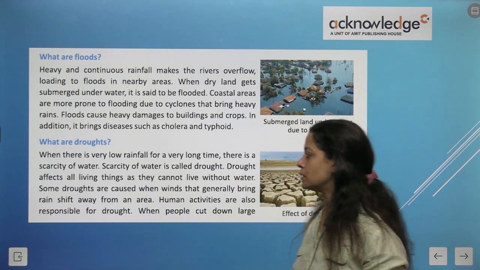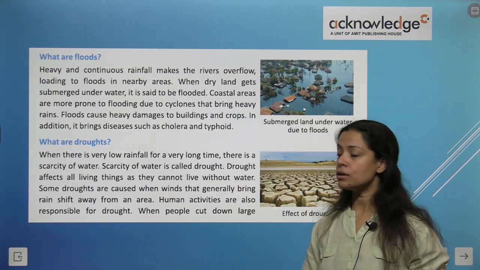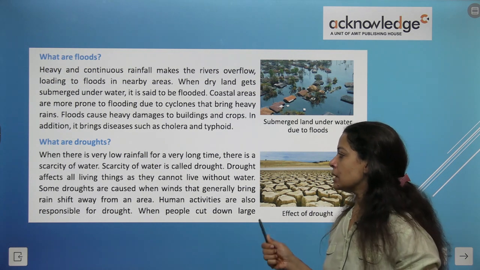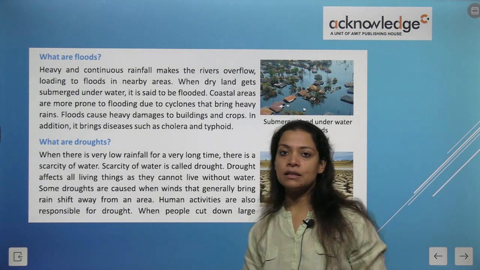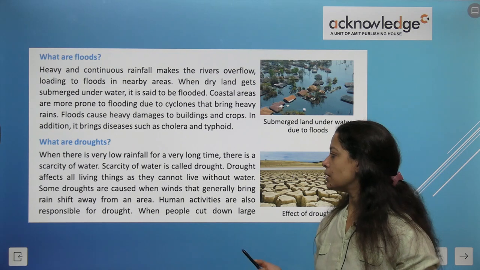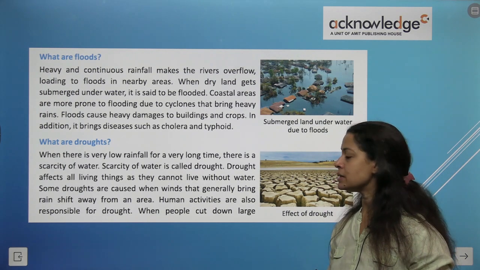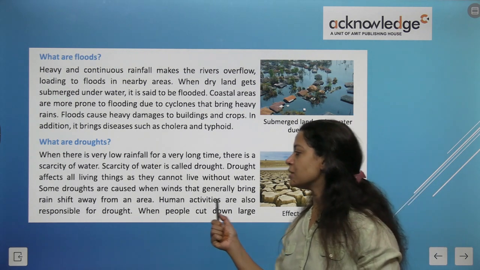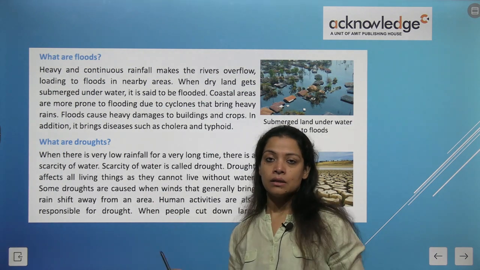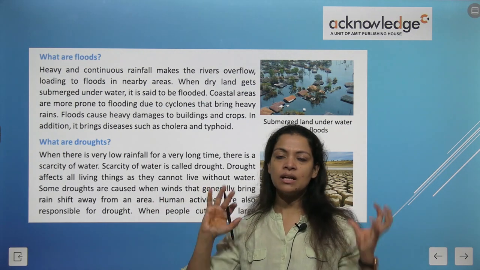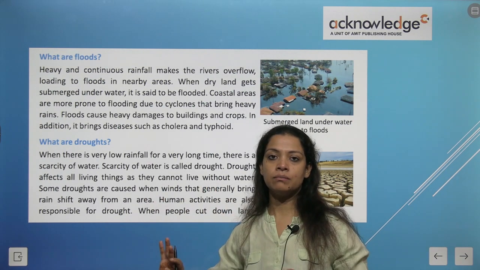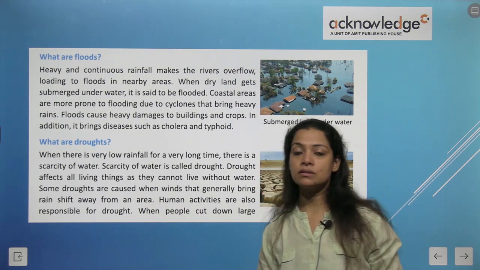There is almost no water in some areas. Scarcity of water is called drought, and it affects all living things as they cannot live without water. Some droughts are caused when winds that generally bring rain shift away from an area. So when the wind shifts the rain clouds to another side, that area suffers drought.